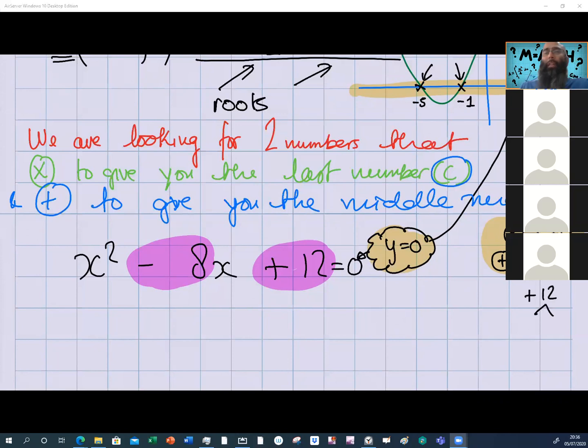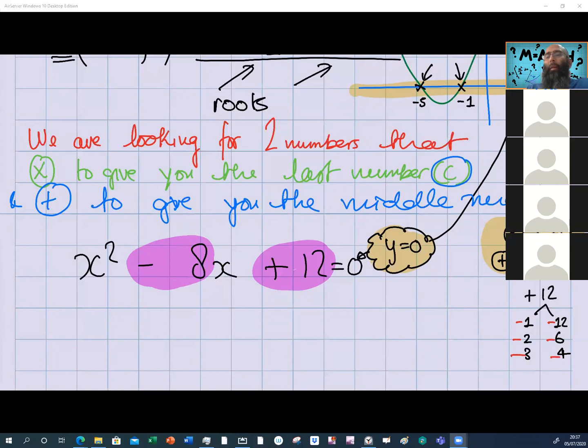Okay, Eliza, give me the factor pairs of plus 12. 1 and 12, and then 2 and 6, and 3 and 4. Okay, now what do the numbers have to add up to? Minus 8. Are any of our numbers going to add up to minus 8? No. So to make them add up to minus 8, what do you have to do instead? Put a minus in front of it.